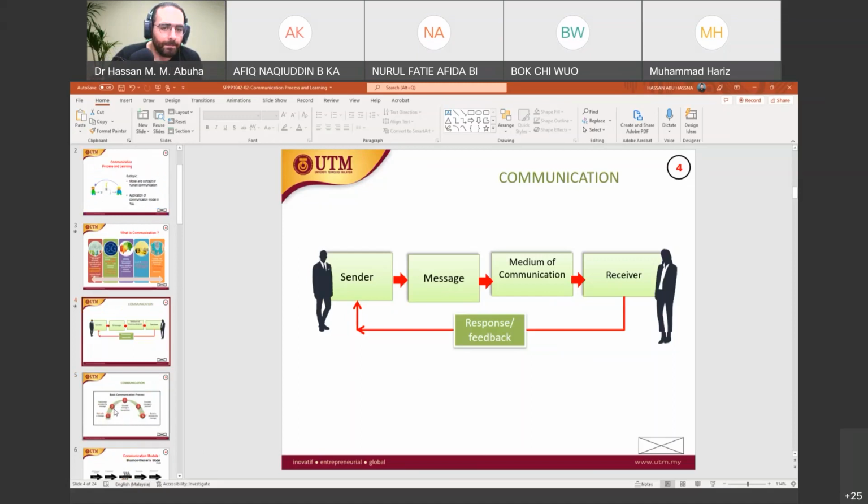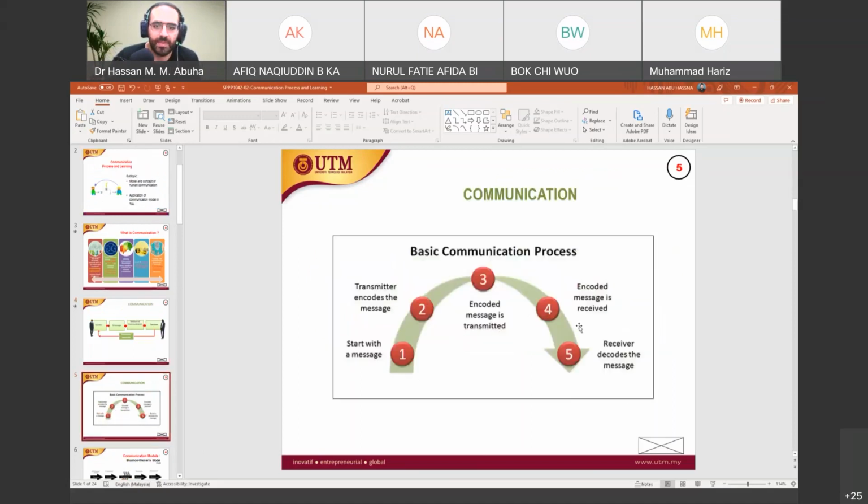Okay, now, as I mentioned, these are the basic communication process. From another perspective, starting with the message. The message is the content, the information, the skills, the knowledge, anything that you want to share with your students. This is the message, the syllabus, the objective of the class for today, for example. All right. Now, the transmitter encodes the message, which is the sender.